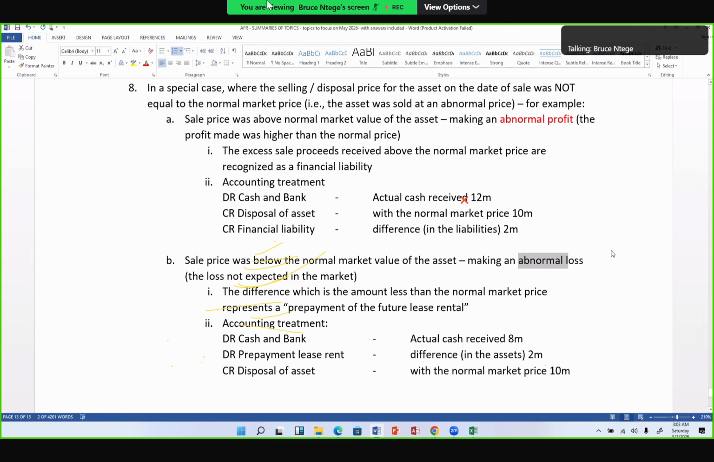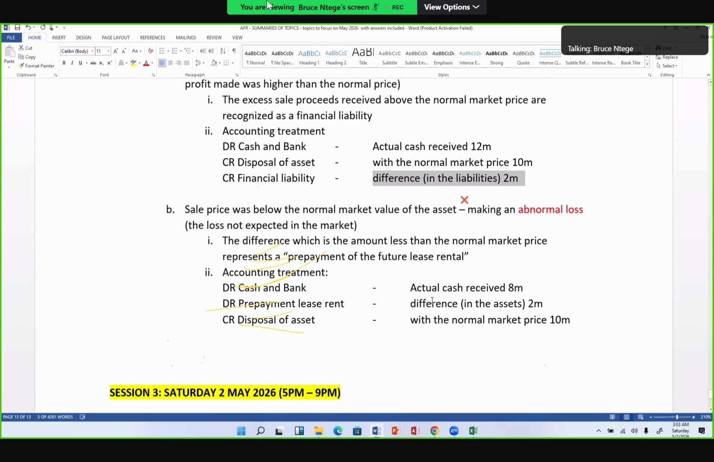I want to account for that abnormal. It's either an abnormal profit that is going to be under financial liabilities, or it's going to be abnormal loss, which is going to go to the assets as a prepaid rent. And that's what the examiner is looking for.